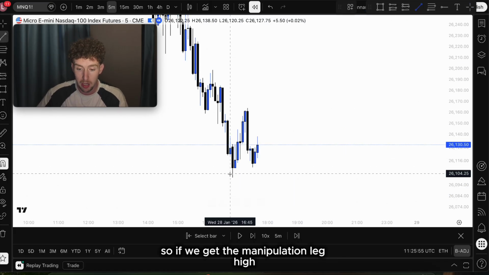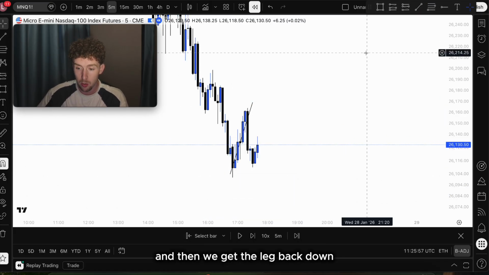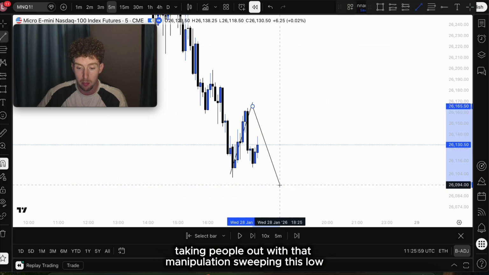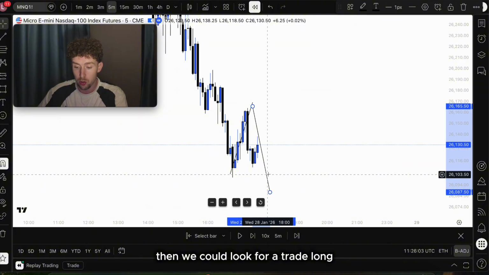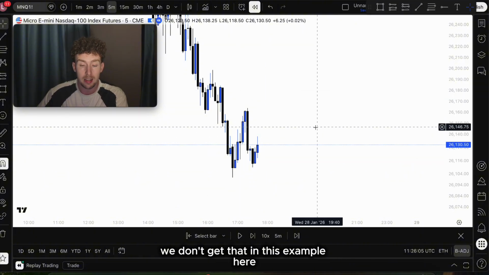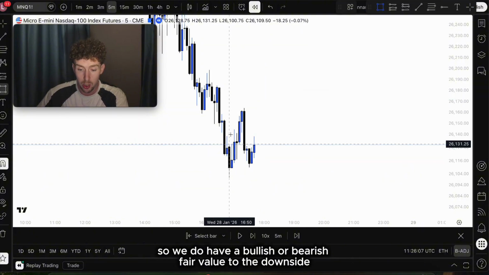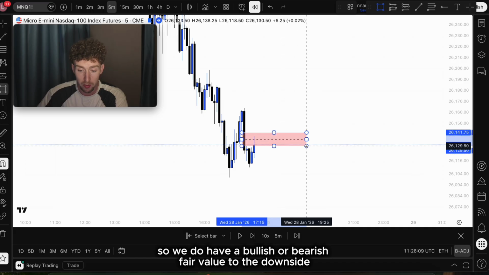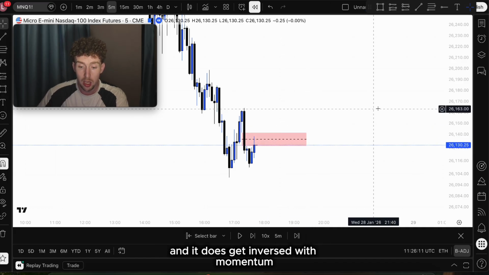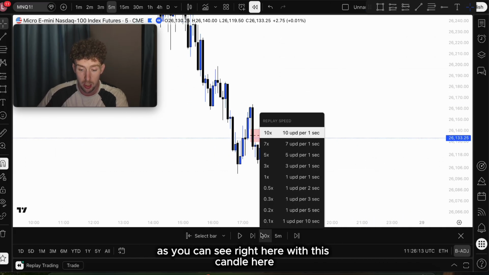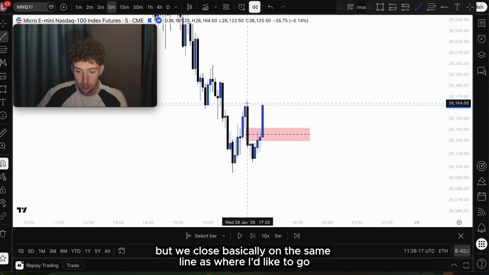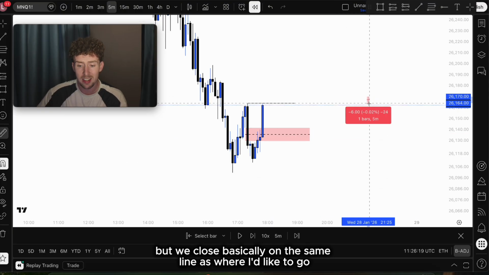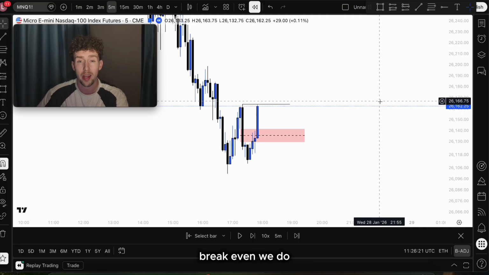So if we get the manipulation leg high, and then we get the leg back down, taking people out with that manipulation, sweeping this low, then we could look for a trade long. But we don't get that in this example here. So we do have a bearish fair value gap to the downside, and it does get inversed with momentum, as you can see right here with this candle. But we close basically on the same line as where I'd like to go break even.